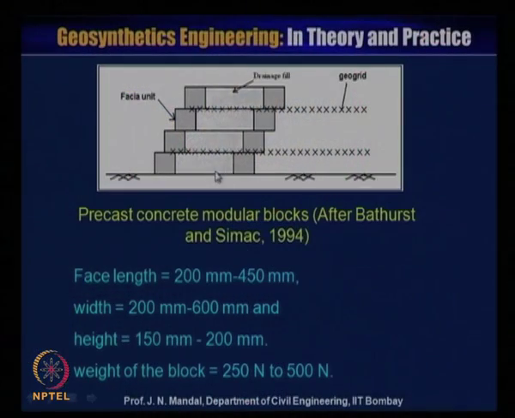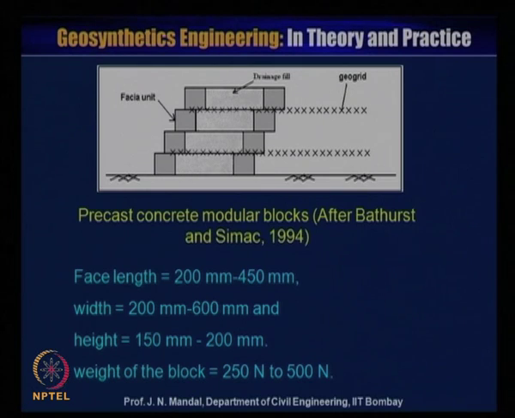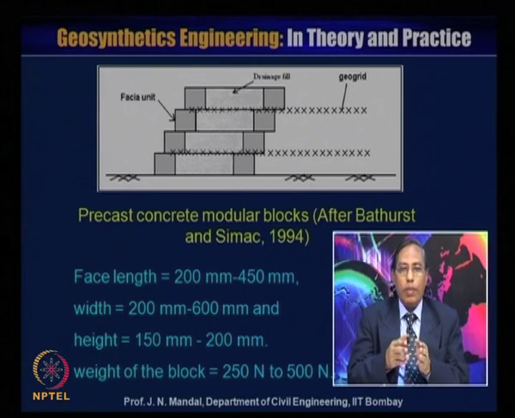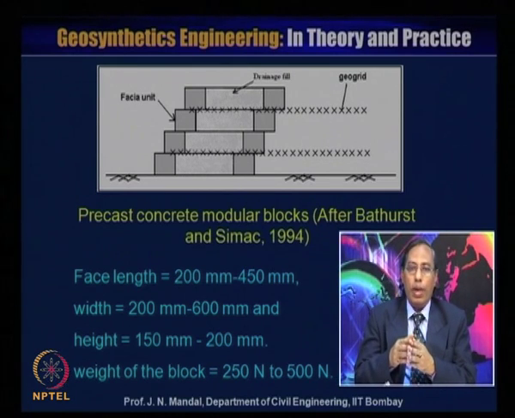So, here precast concrete modular block after Bathurst and Simac 1994. You can see that face length may be 200 millimeter to 450 millimeter, width is 200 millimeter to 600 millimeter, height is 150 millimeter to 200 millimeter, and weight of the block generally 250 Newton to 500 Newton. Here this is the block, and this acts as a facing element, and because there is a gap where you can fill up with the aggregate, it will act as a drainage material, and geogrid is connected with this facing element or this block.